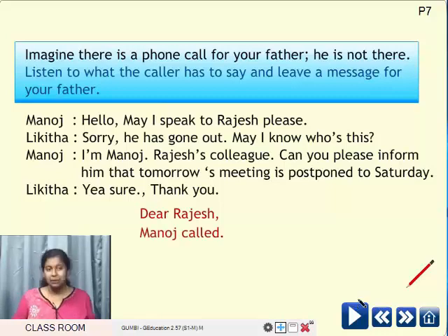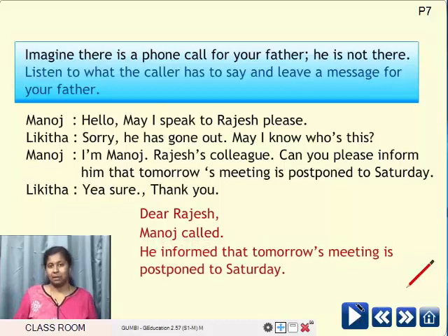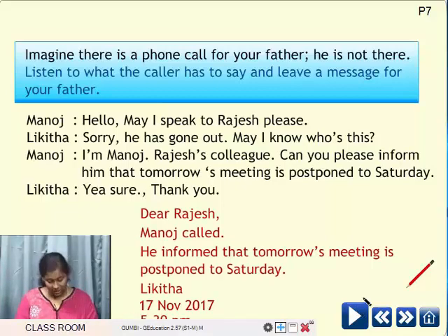So this is the information. Dear Rajesh, Manoj called. Any one of you, please stand up and try this. Very good. You can sit now. Very good. Manoj had called. He informed that tomorrow's meeting is postponed to Saturday. Here the situation is taken with the name Likhita and then you have to write the date. Did you understand, children? So there goes the date and time.